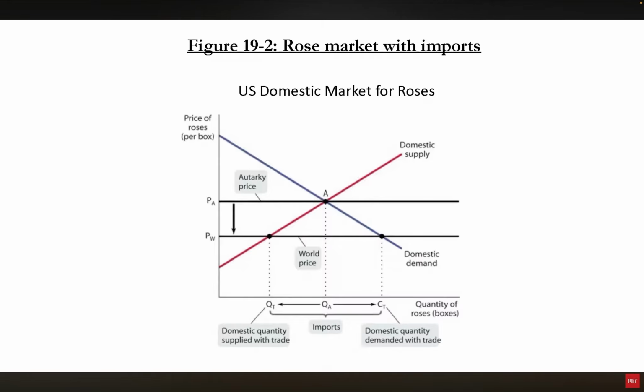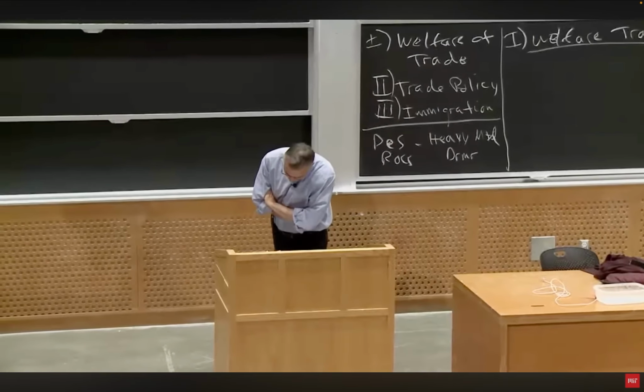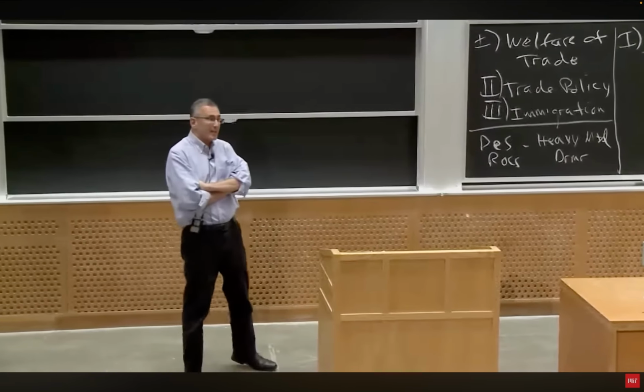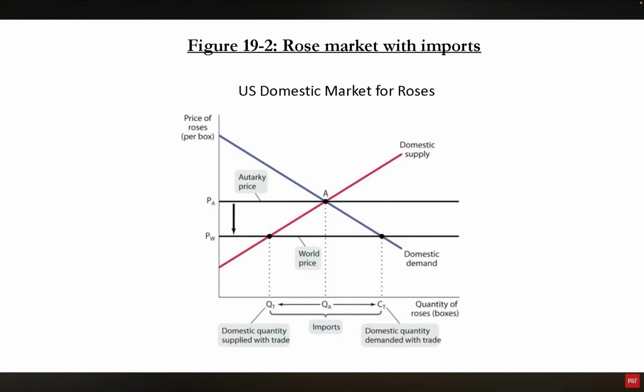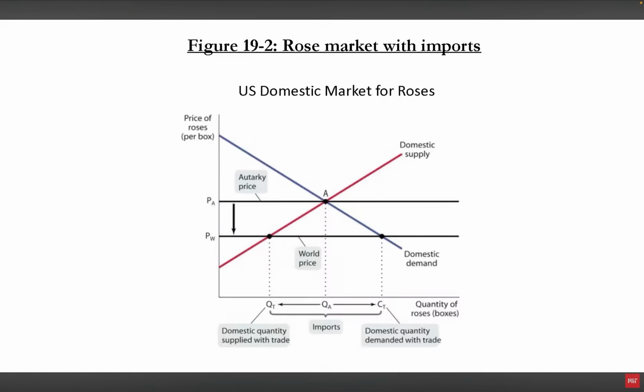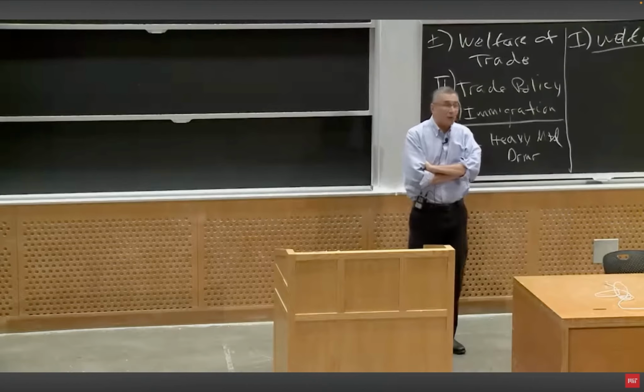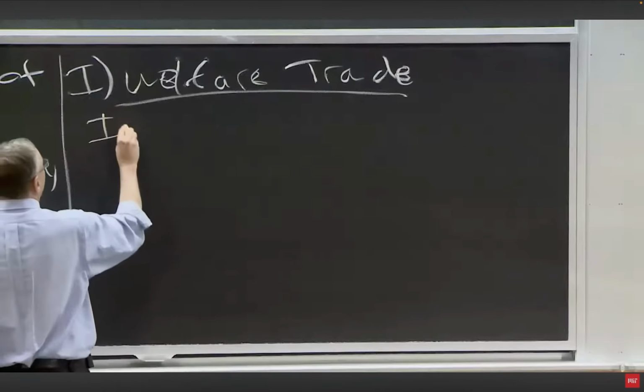Oh, I'm sorry, that's what I got backwards. Yes, that is C sub T. That's what I missed. Scratch what I said earlier. C sub T is domestic quantity demanded. Q sub T is domestic quantity produced. So leave it C sub T, I was wrong about that. Q sub T is domestic quantity supplied. C sub T is domestic quantity demanded. Okay? Consumers at this new low price want C sub T. Producers want to produce Q sub T. What's the difference? The difference is the roses that come from other countries, which we call imports.